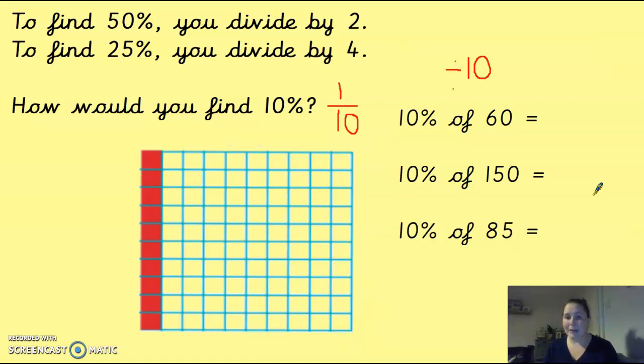Okay, dividing by 10 then. So 10% of 60 is 6. 10% of 150 is 15. And then I slipped this one in as a little bit of a trickier one, dividing by 10.